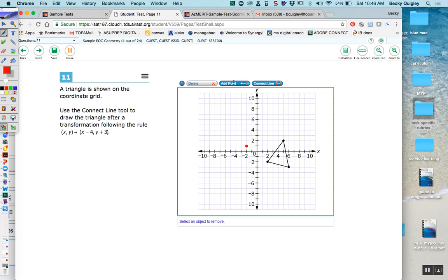So let's do the same with this one. So we want to go left 4, 1, 2, 3, 4, and up 1, 2, 3. So there's our new point. And then same here. So left 4, 1, 2, 3, 4, and up 1, 2, 3. There we go. Now to connect the lines, we just click on that. So click on each point that you want to connect. Click, click again, and then click.